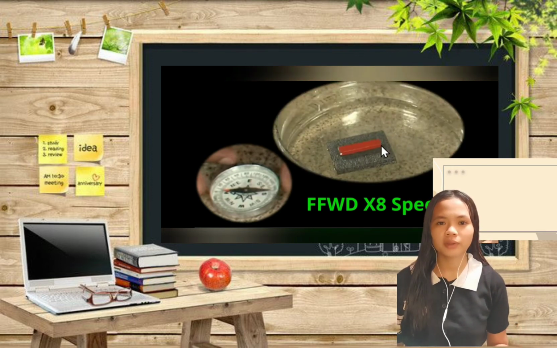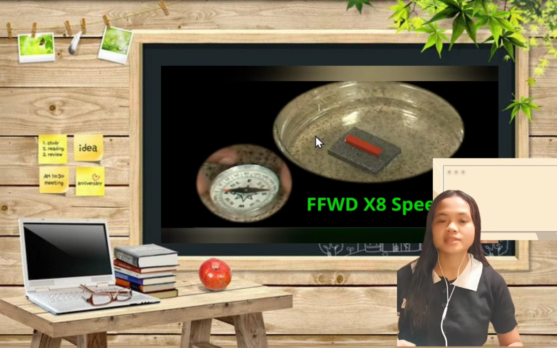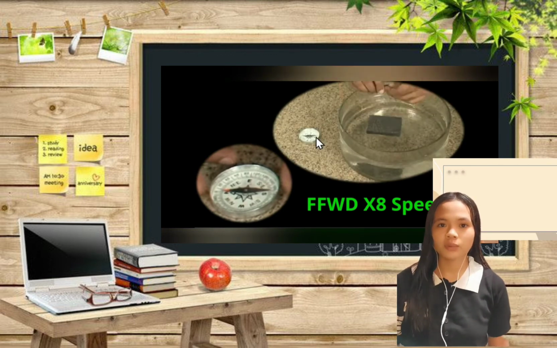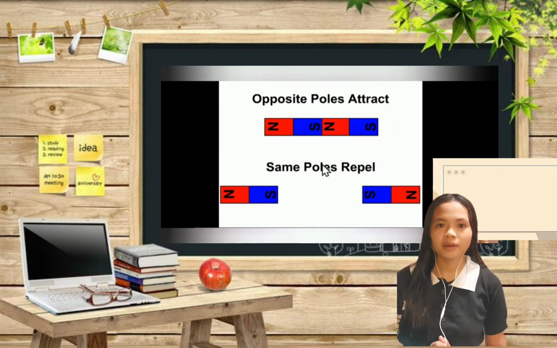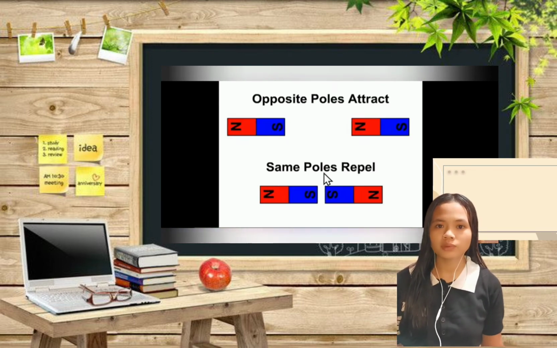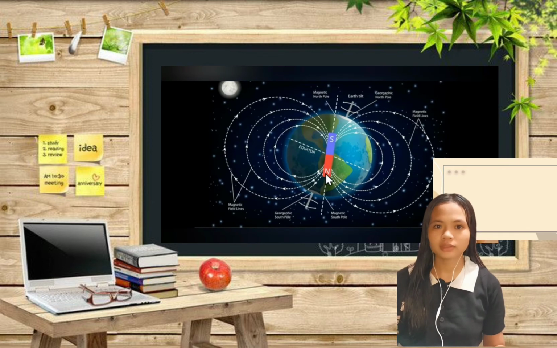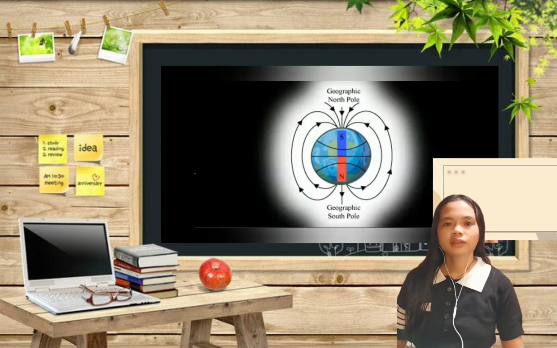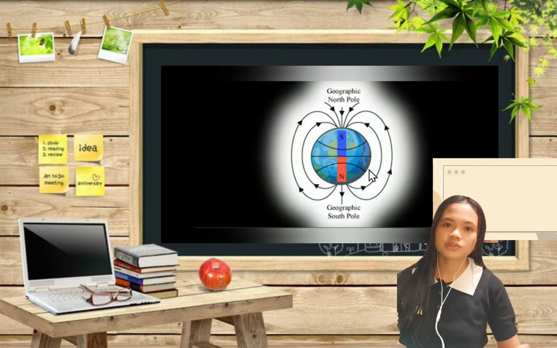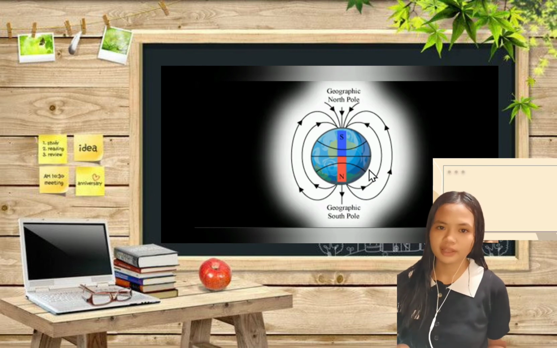So bakit gumagalaw at kusang humaharap sa orientation ng compass ang bar magnet? As I've said a while ago, our Earth has its own magnetic pole. And just like the bar magnet, we all know that opposite poles attract and the same poles repel. That means the south pole of the bar magnet is attracted to the north pole of the Earth, and the north pole of the bar magnet is attracted to the south pole of the Earth. That's why the compass is moving on its own in order to align to the Earth's magnetic field.